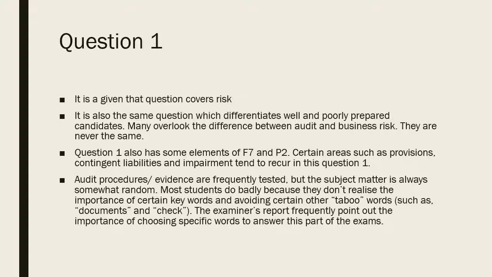Now, in the history of the P7 exams, question 1 is, without fail, going to cover the topic of risk. It's a wonderful question to score, because it gives you very easy 35 marks. If you can score most of this 35 marks, it makes your job of passing the paper extremely simple, in fact. It is also the same question, question 1, which differentiates between well and poorly prepared candidates. And this is the same question where many students overlook the differences between audit risk and business risk. Now, I'd like to add, business risk may sometimes relate to an audit risk. Most of the time you notice that an audit risk may be connected with business risk.